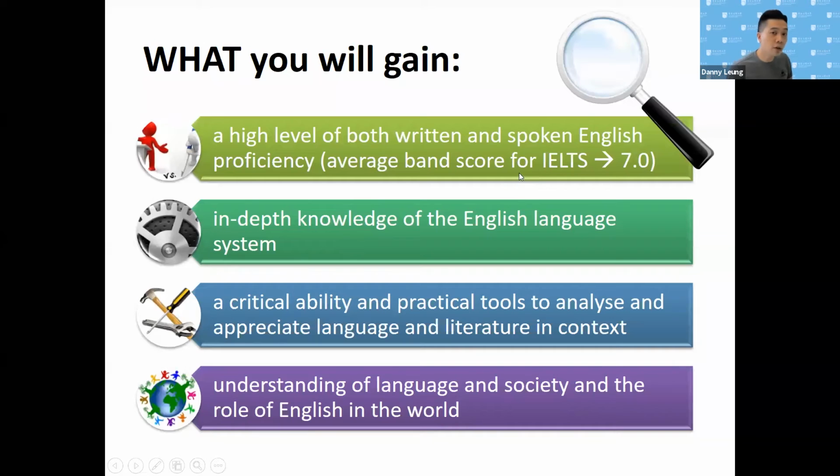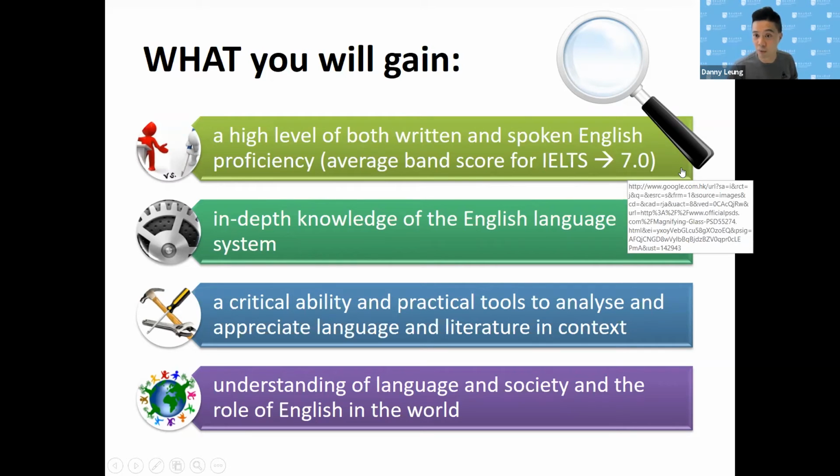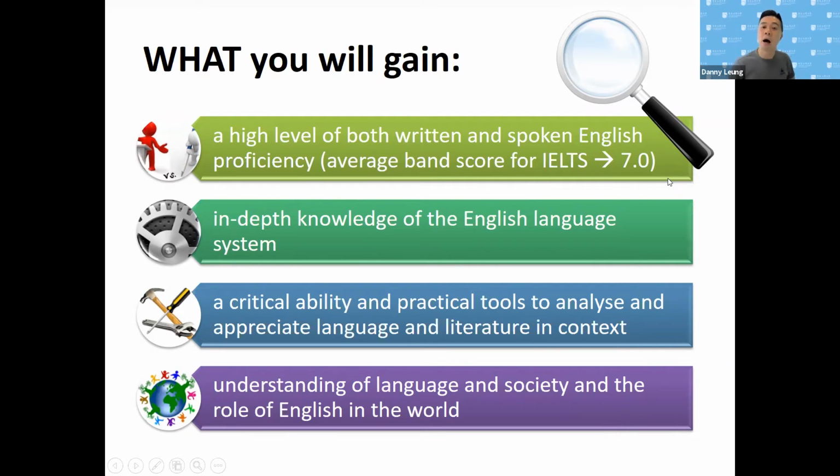And for most of our graduates, the average band score for their IELTS test is 7.0, okay, which is quite a decent result. But definitely some of our graduates will actually get 7.5, 8, and 8.5, which is impressive. All right, but the average is 7.0, which is much more than enough for you to make use of this result to apply for jobs related to English or to further your studies in the English discipline.